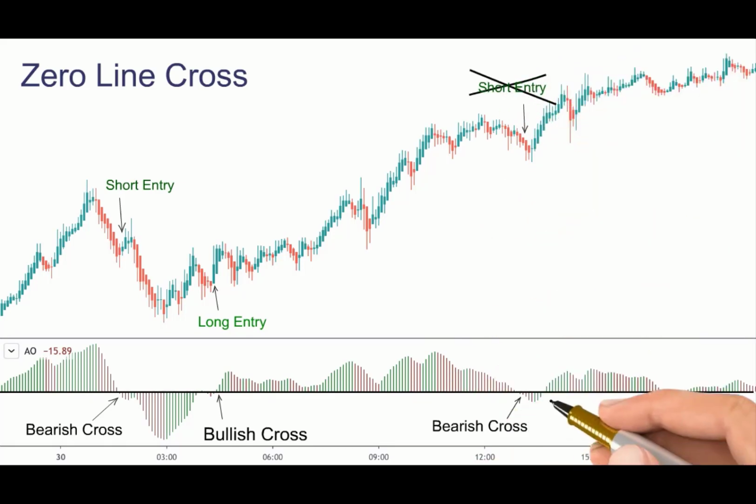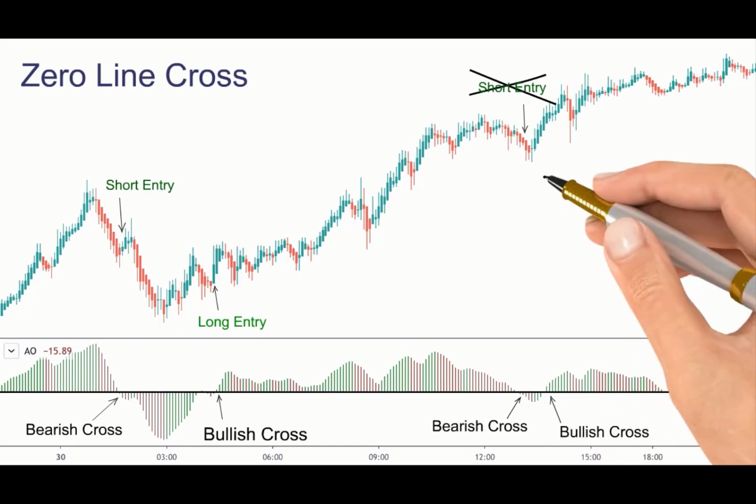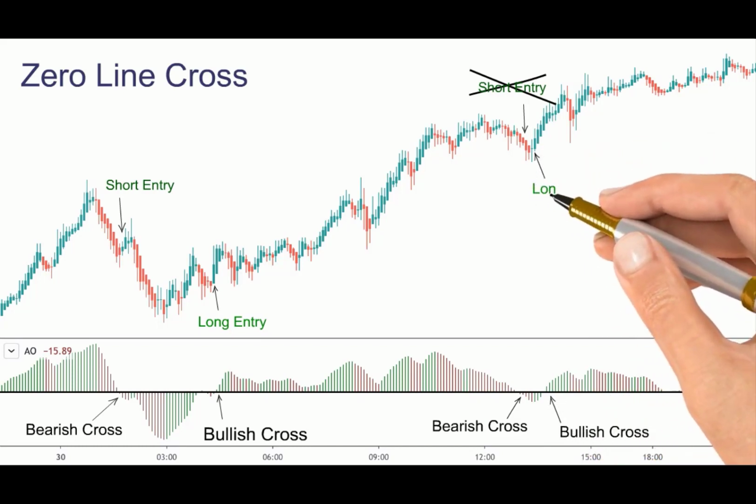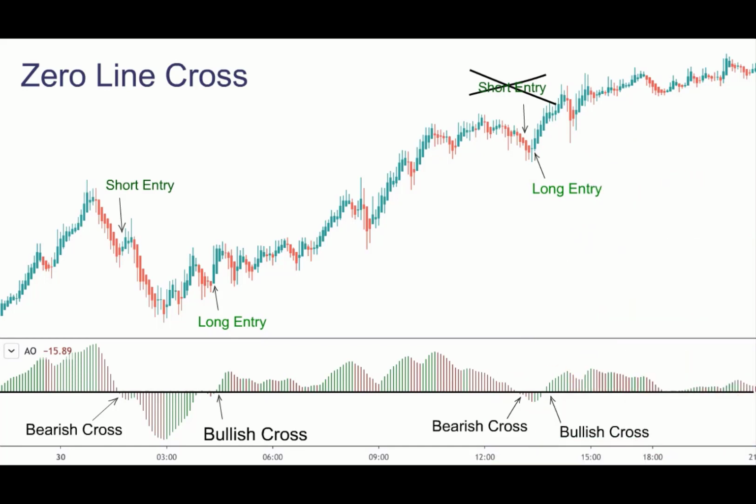But right after that, we get another bullish cross, and we take that long entry and we kill it on that one. That makes up plenty for that bad short entry. So on this particular chart, the Awesome Oscillator zero line cross strategy was dominant. This was a very, very good chart to play this indicator on.